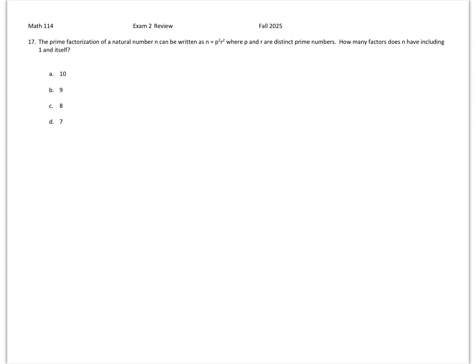So this question is claiming that no matter what p and r are, there's only one number of factors you could possibly get as an answer. So I'm going to choose values for p and r. Let's have p be 2 and r be 3, the two smallest, easiest prime numbers to choose from. Okay, so they said p and r are distinct. That means different prime numbers. And so n is 2 squared times 3 squared, which is 36.